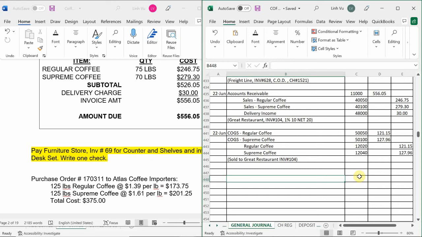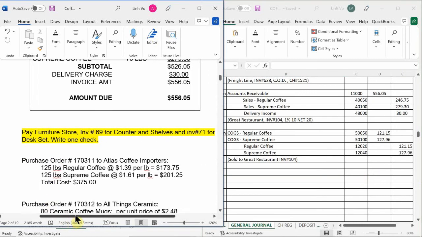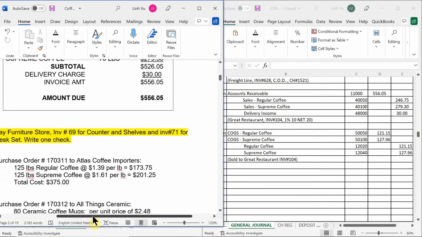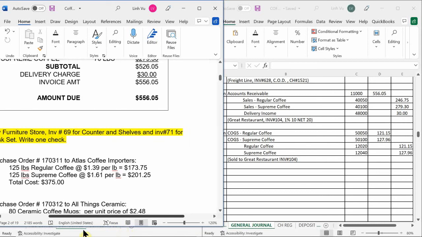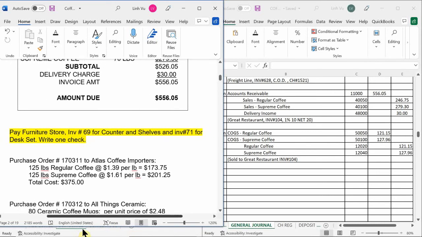All right, so we just finished delivering two great restaurants. So then now this is what happened next. We need to pay furniture store for invoice number 69 for the counter and shelves, as well as invoice number 71 for the desk set. Write one check. So we're going to write one check to pay two bills.